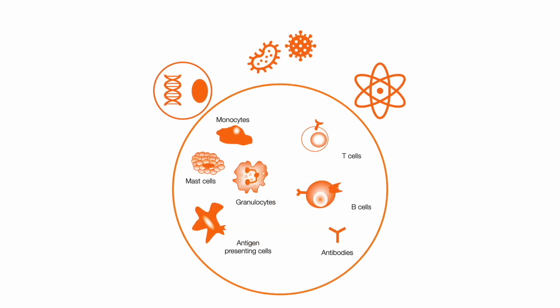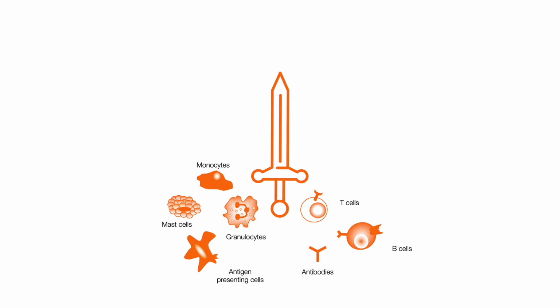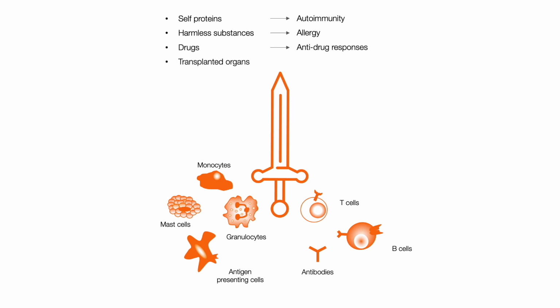To protect us, the immune system must be able to attack both pathogens and tumors and toxins. Sometimes this attack is not limited to harmful agents, but can occur against non-pathogenic components and induce unwanted responses or even pathologies. The immune system can respond against self-proteins and therefore can induce autoimmunity, against innocuous substances and therefore can induce allergy, against drugs and therefore can induce anti-drug responses, or against transplanted organs and therefore can induce rejection.